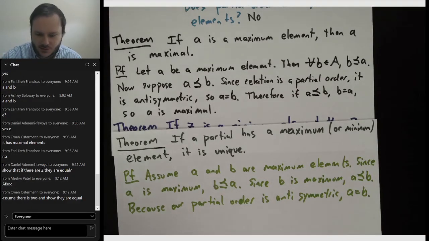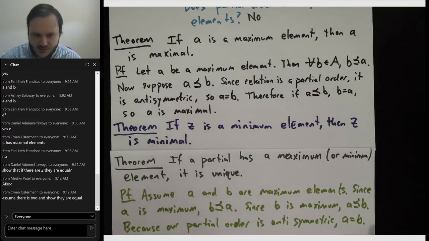Questions about any of these theorems or their proofs? If not, let's take a break. 2 minutes. Get up, stretch, refocus. We'll come back. 9:17. Big time.